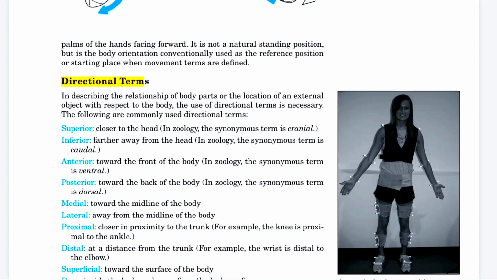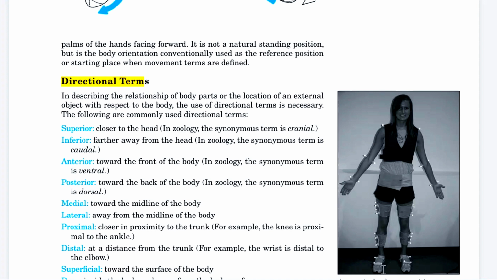The chest is in front, so the chest is anterior to the spine. The spine is present on the back, so the spine is posterior to the chest. So we have taken this as an example.